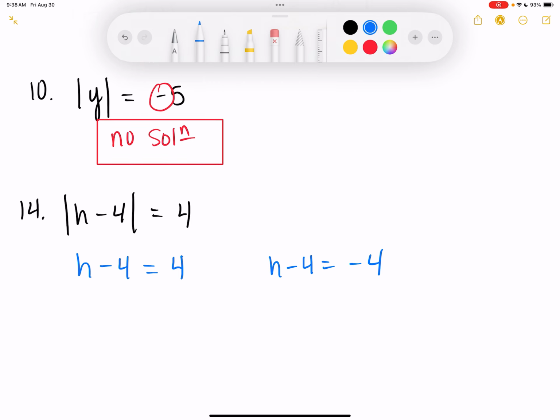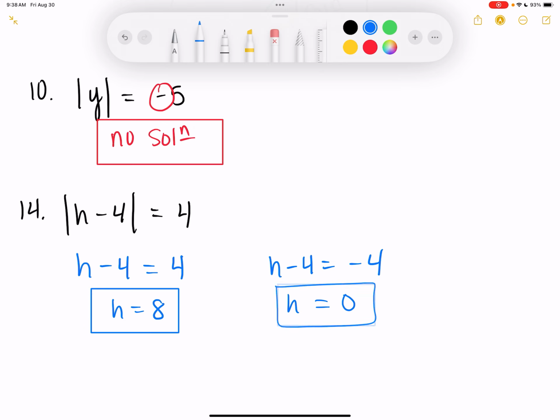What do I get with the one on the left? H equals 8. And the other, h equals 0. Where'd the absolute value signs go? Oh, we dropped them. They go away because we're solving. Well, that's cool how it both works.